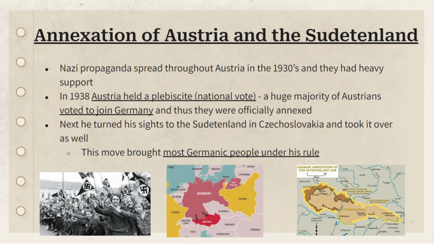In 1938, Hitler annexes Austria after a public vote showed widespread support for that. Then he moves into the Sudetenland, which is a German speaking region of Czechoslovakia. And this kind of just brings all of the Germanic people under his control and his rule. And it emboldens Hitler to keep moving forward.